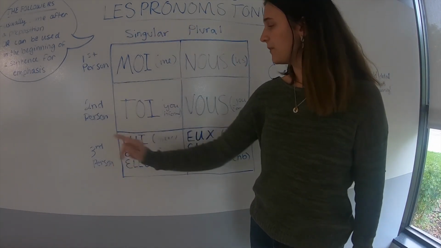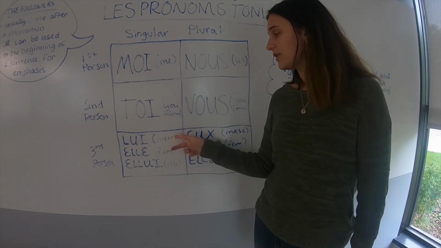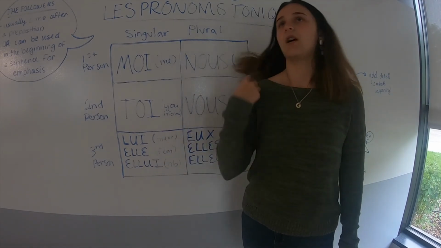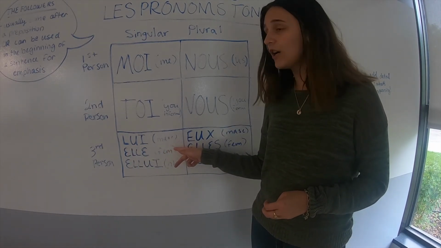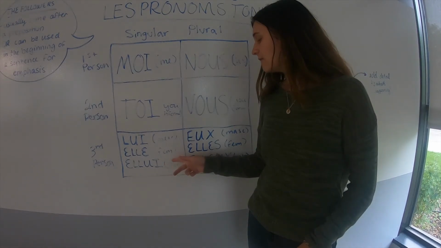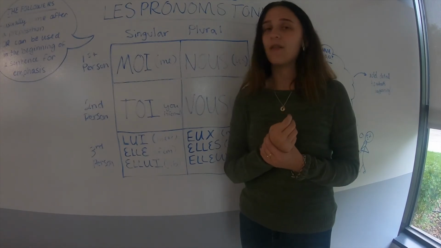Our singular third person, so we have a bunch of different options here. We got lui, which is our masculine singular third person, which would translate to him. We have elle, which would translate to her. And we have a non-binary third person singular form, which translates to them.